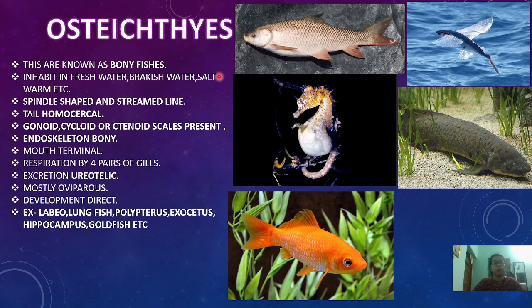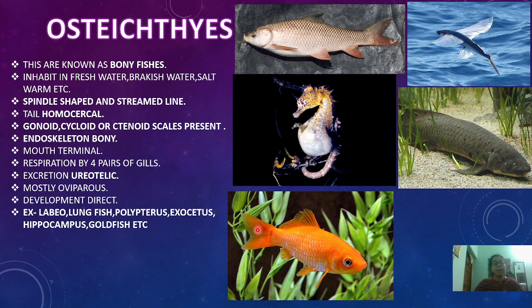Okay, next moving to the Osteichthyes. Osteichthyes are known as the bony fishes. Why so? Because their endoskeleton is made up of bone, and they live in all kinds of water, from brackish water to fresh water to salt water, any kind of water they can live. The most common examples are rohu and goldfish, which you keep as pets in your aquarium. Goldfish is mainly common, you have seen that. This belongs to the class Osteichthyes.